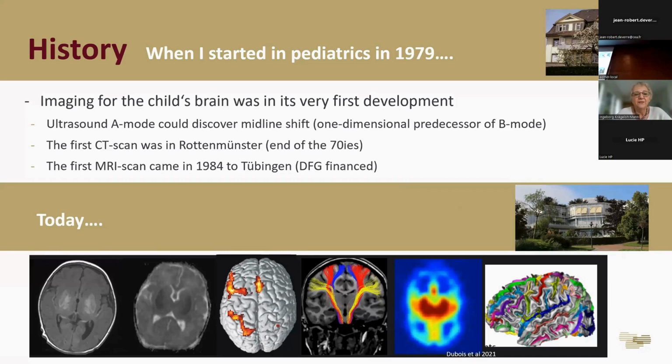And then we had a very first scan not in Tübingen, but 40 kilometers away in a psychiatric hospital at the end of the 70s. And then the first MR scan, which was a research scan financed by the German Research Council, came to Tübingen in 1984. And when you look today at what you can do with imaging, it's so extraordinary.